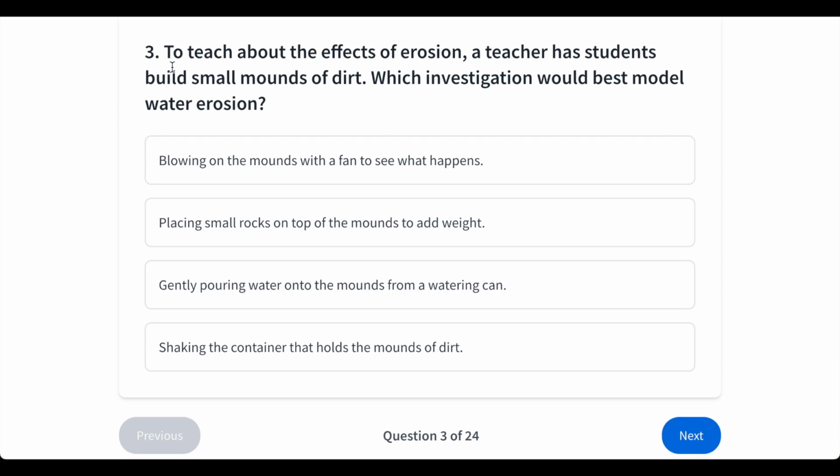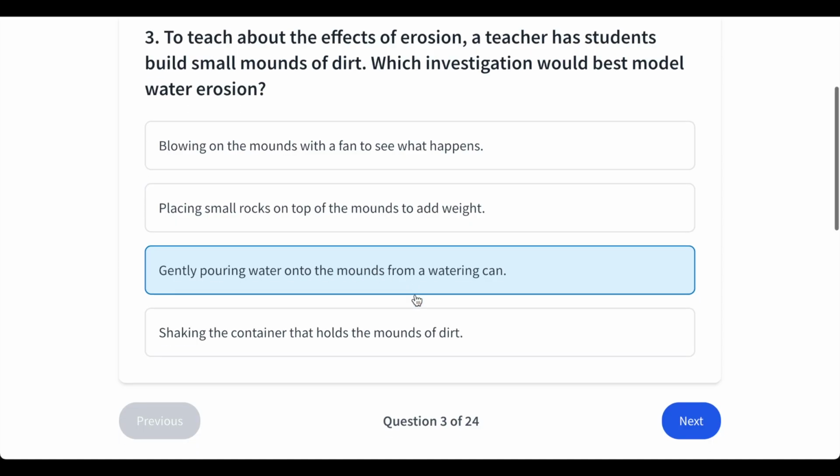All right, moving on to question number 3. This one reads, to teach about the effects of erosion, a teacher has students build small mounds of dirt. Which investigation would best model water erosion? All right, I'm going to go with answer option C, gently pouring water over the mounds from a watering can. This directly simulates the action of rain on land, and it's going to allow our students to observe how water can carry soil away.